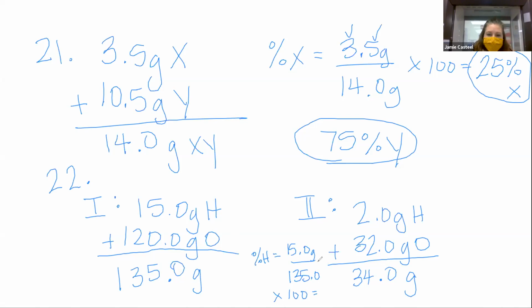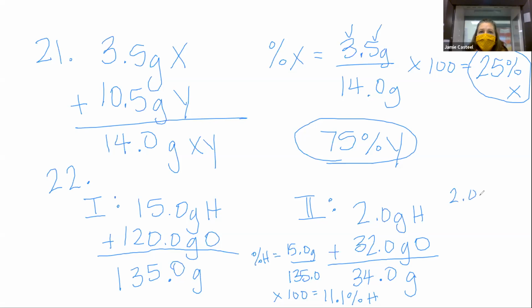What'd you get? And I need 3 significant figures because of 15.0. 11.11, but remember, because of 15.0, that's only 3 significant figures. What am I going to write down? 11.1. Awesome. We're going to do that same thing for compound 2.